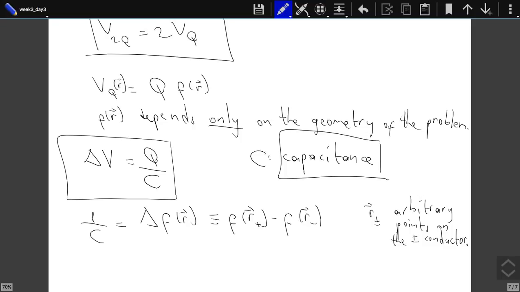And you will read in many places that it measures the capacity of a conductor, or of a system of conductors, to carry charge. So what does it have to do with the capacity? Can't I just add as much charge as I like? I always have finite potential. Why?